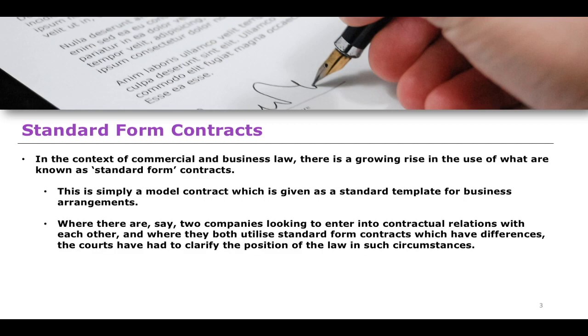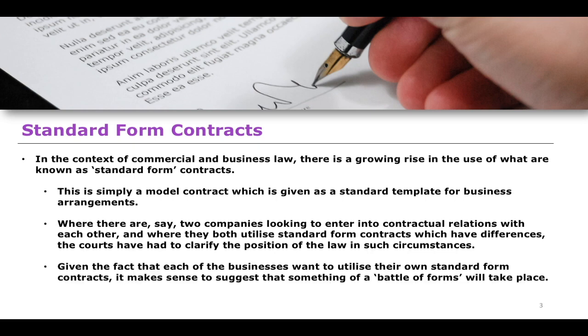Ultimately, where there are, for example, two companies both looking to enter into contractual relations with each other, and where they both utilize standard form contracts which have various differences, there has been a need to clarify the position of the law in these circumstances. Given that businesses want to utilize their own standard form contracts, it makes sense to suggest that something of a battle of forms will take place. So to set the stage: you have standard model contracts that may include specific terms required for various businesses. If two businesses both use standard form contracts, and these are different, which one will win out over the other?